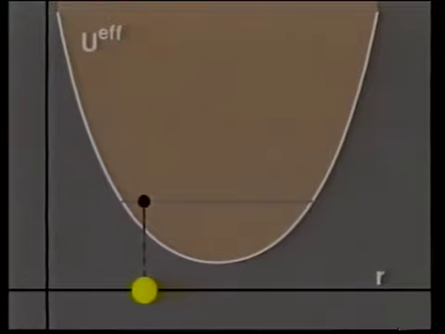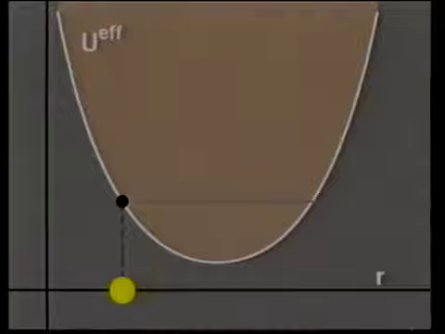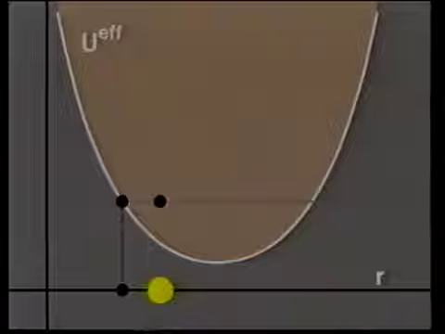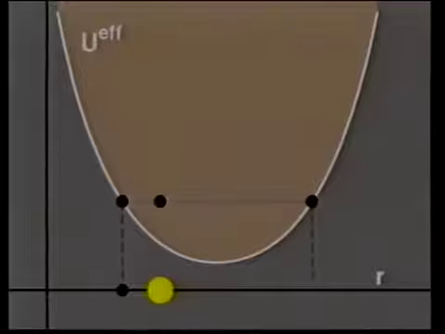Similarly, when the particle is here, the radial speed is also 0. In fact, motion is possible only where the total energy line lies above the curve. So the values of r at the left and right of the energy line are turning points of the radial motion. They're the points where the particle is closest to and furthest from the origin, and it will never move beyond those points.